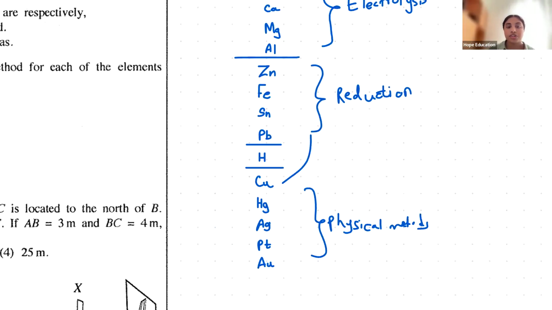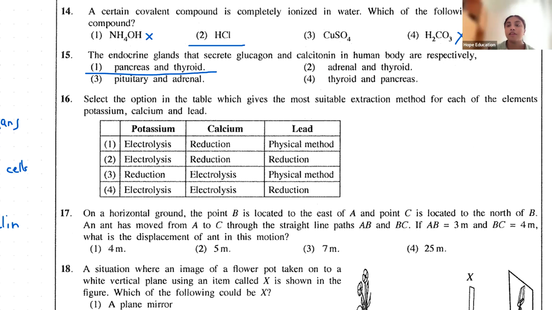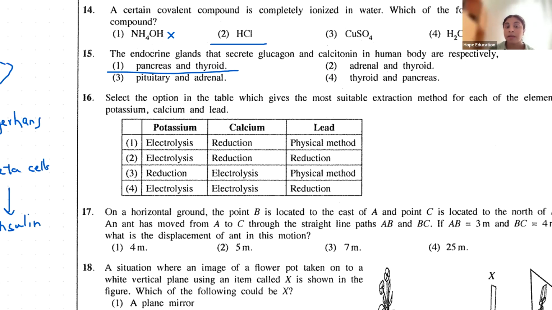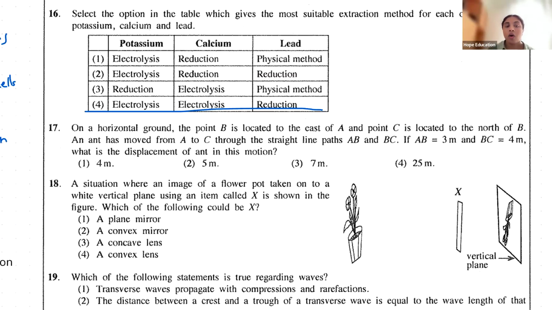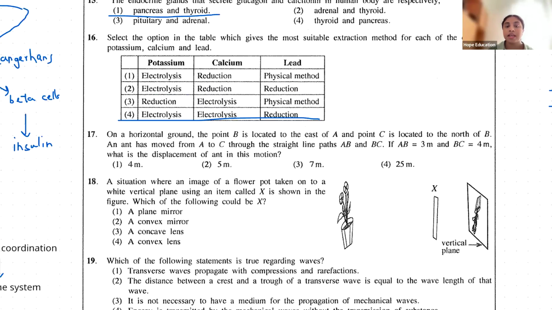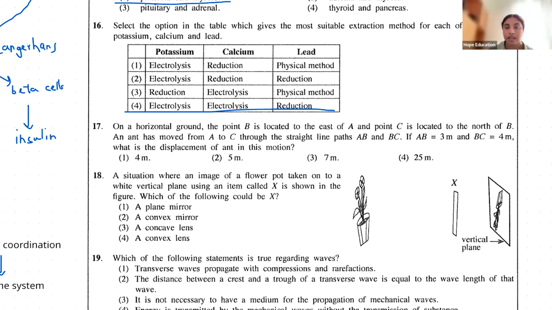So accordingly, in the question, potassium and calcium, they are both very reactive. So they come under electrolysis. But lead is moderately reactive, a reduction. So the fourth one is the answer. Okay, let's move on to the next one. On a horizontal ground, the point B is located to the east of A.